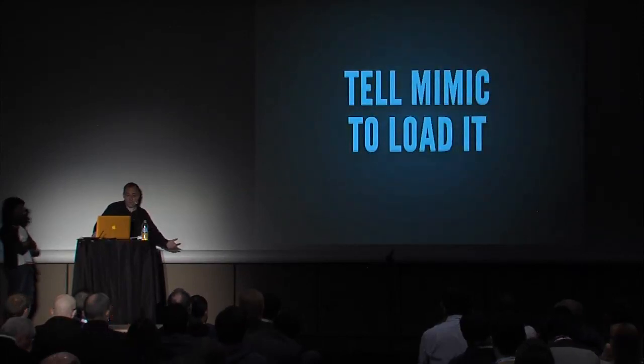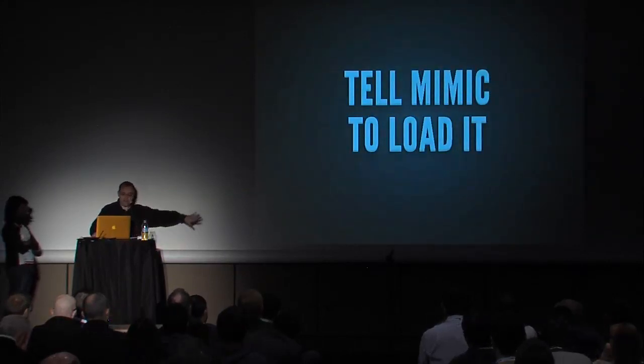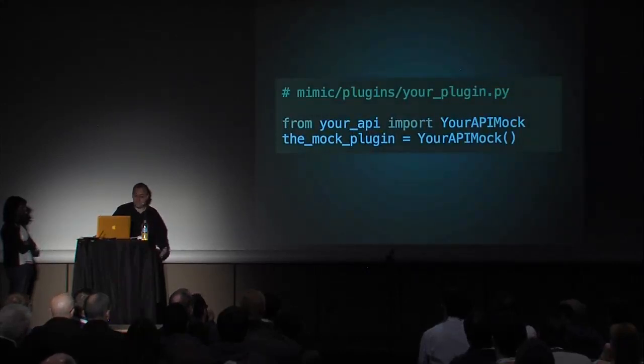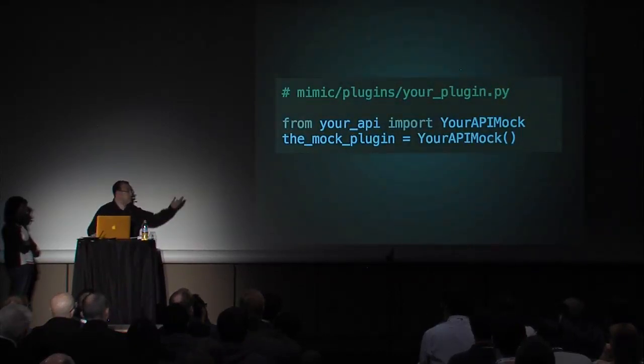And now that we have most of a plugin written, hand wave, let's get Mimic to load it up. To register your plugin with Mimic, you just need to drop an instance of it into any module of the mimic.plugins package. This is really a complete plugin registration. That's all there is to it.